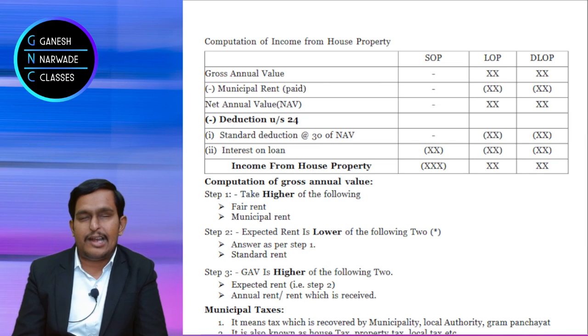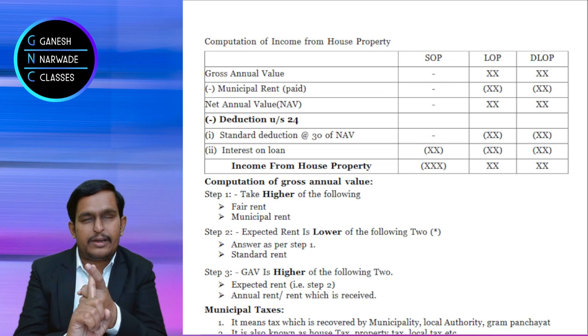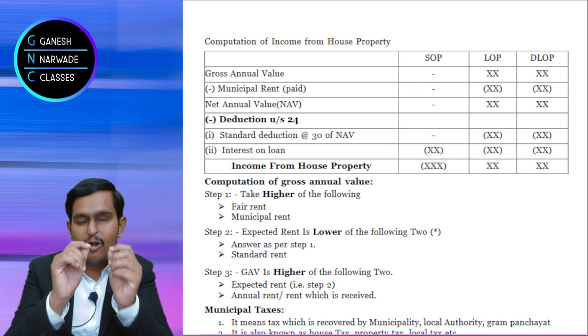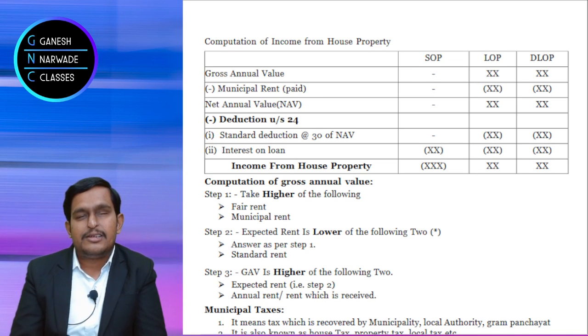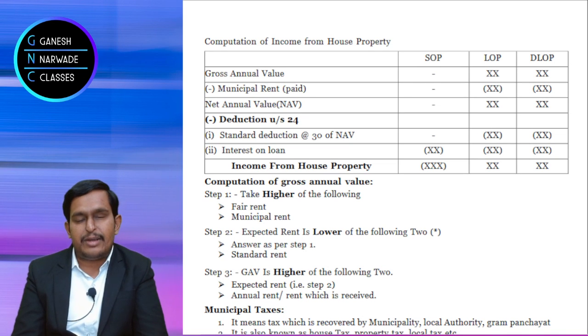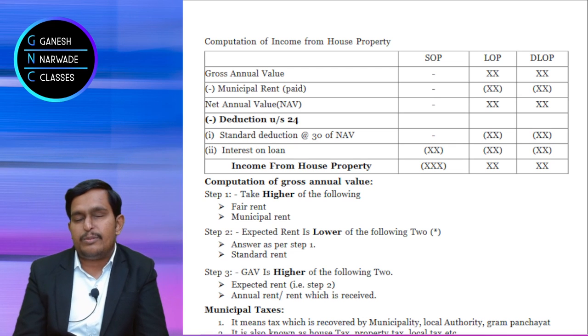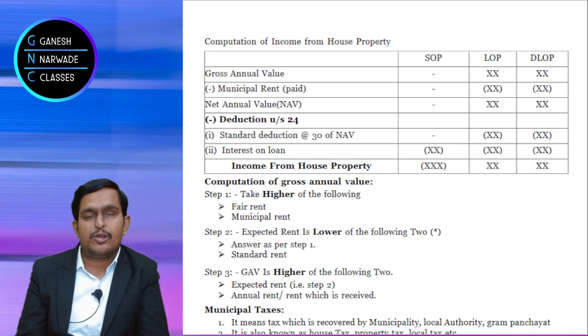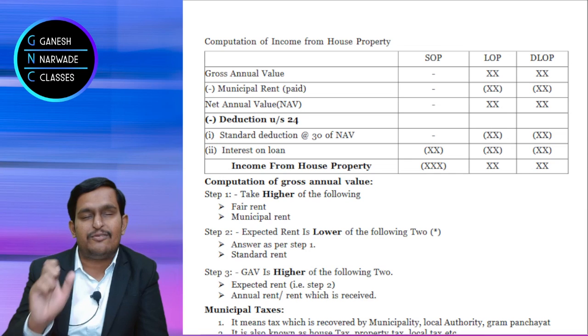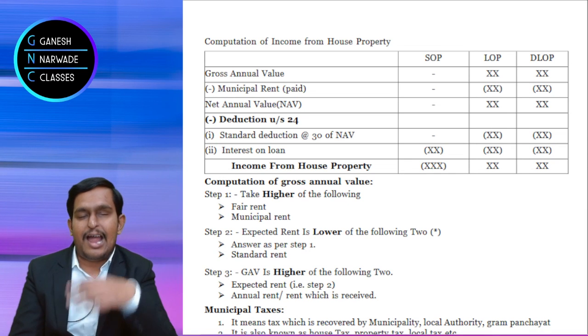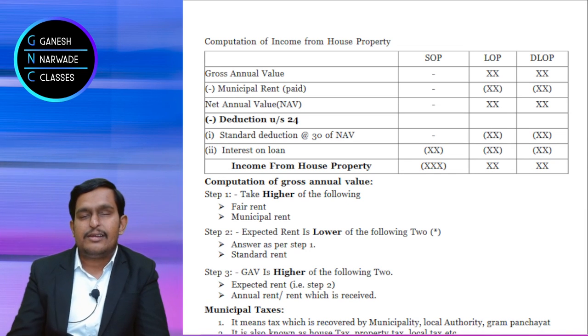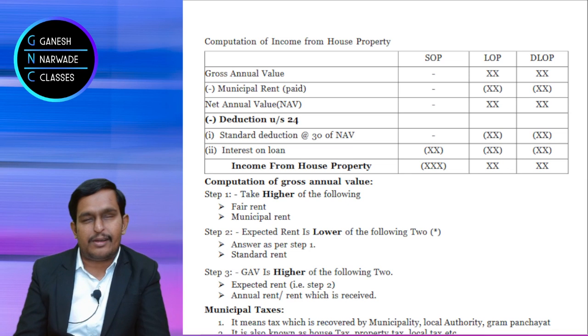Now this is 100% true for let out property. That means you actually gave it on rent to a tenant. Or if it is deemed to be let out property, when government considers it to be let out. Okay, it is not actually let out, but government considers it. Up to 2 self-occupied properties is okay. More than 2 self-occupied properties, then the additional will be considered to be deemed to be let out properties.